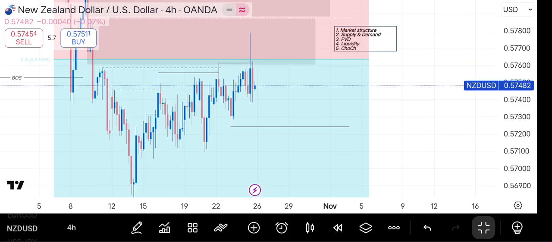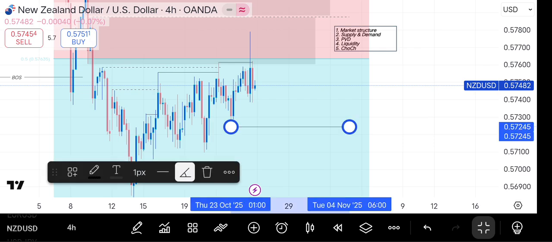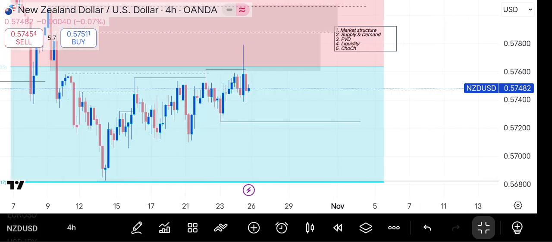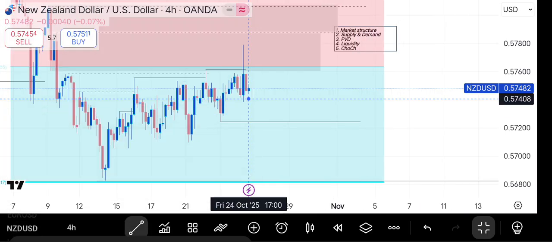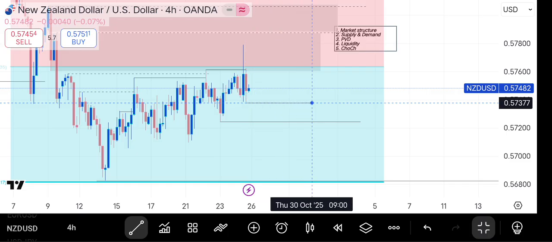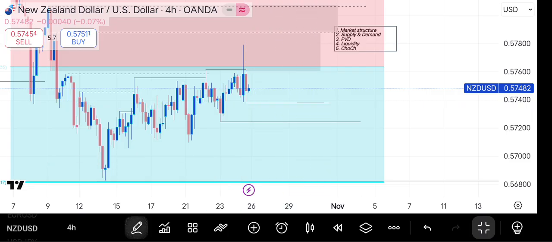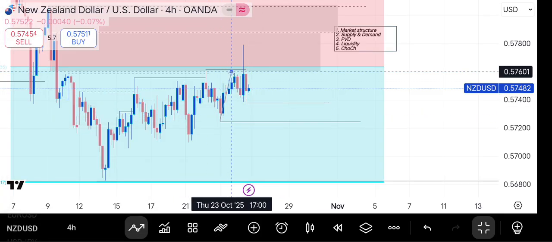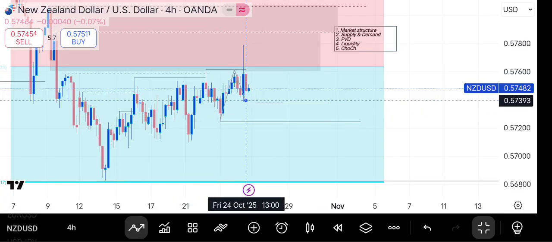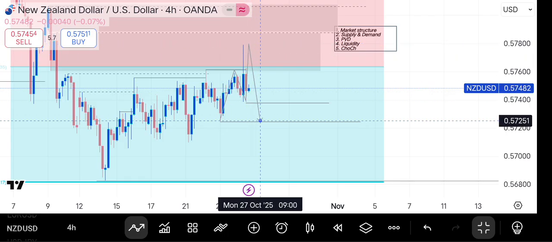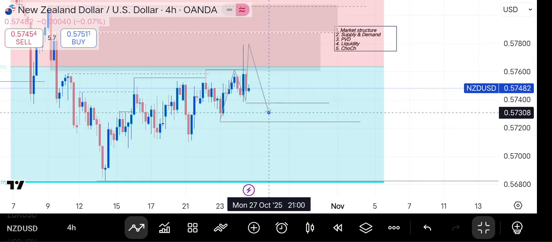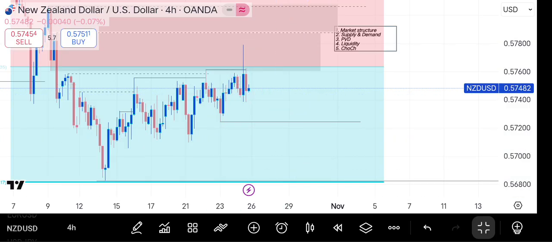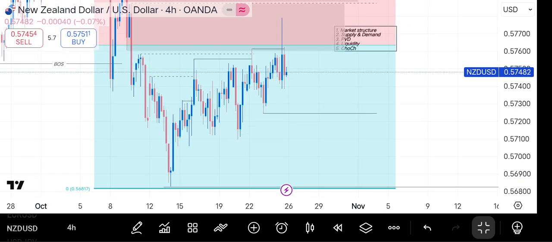So now we're expecting what? Not a pullback, just a drop down to change character right here. Or we could take the internal change of character, which could be this low. Because we were trading bullish like this, buy up, sell down, to buy up. So we're expecting another sell down to change this character low, and then it starts pushing down again. So let's just remove this one so that the market is a little bit clear for you guys.